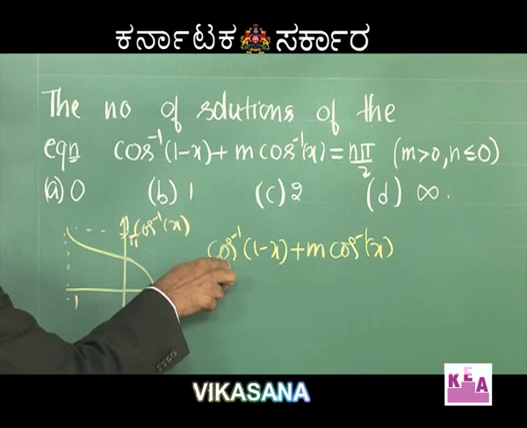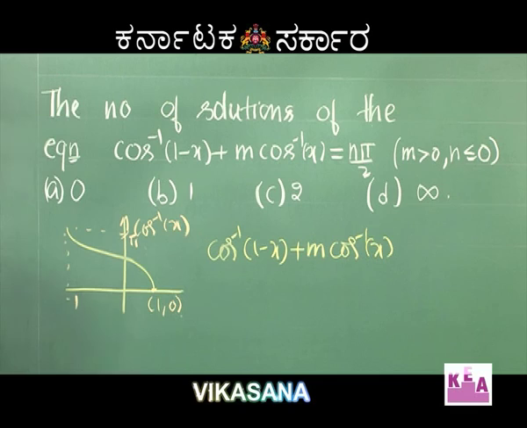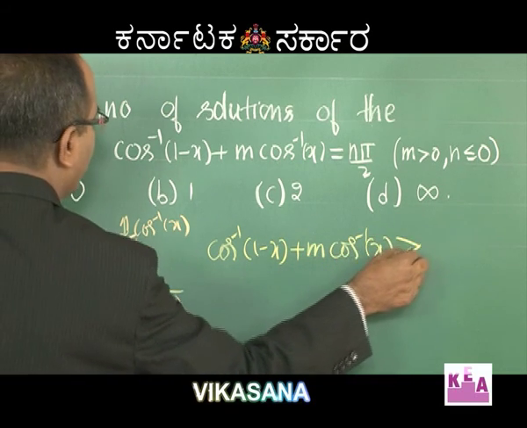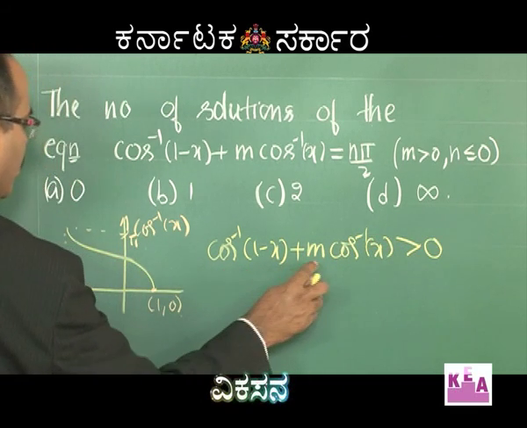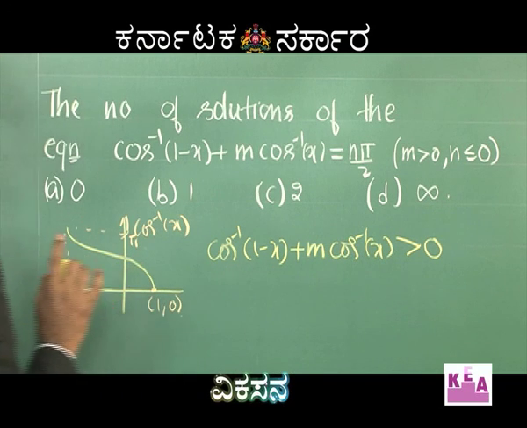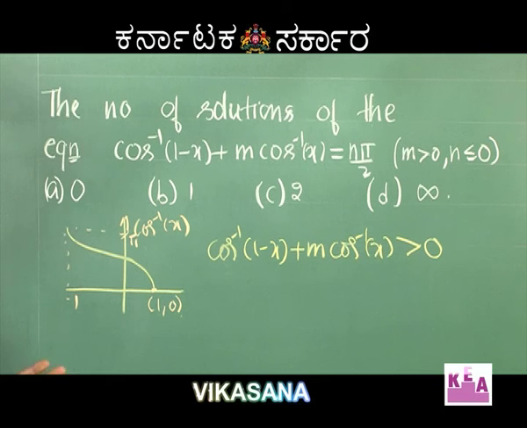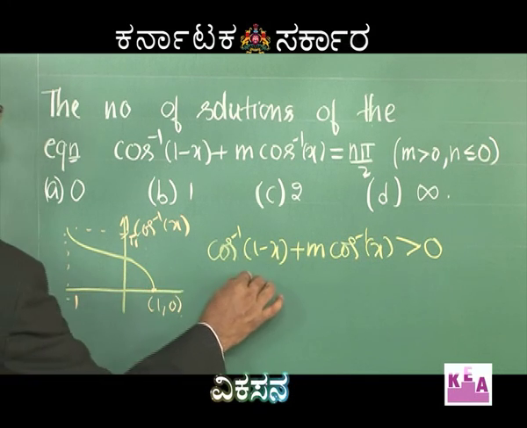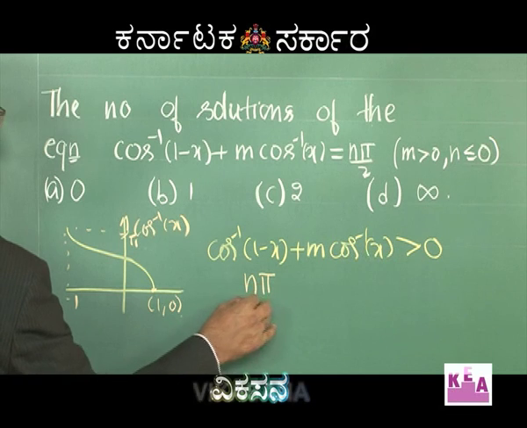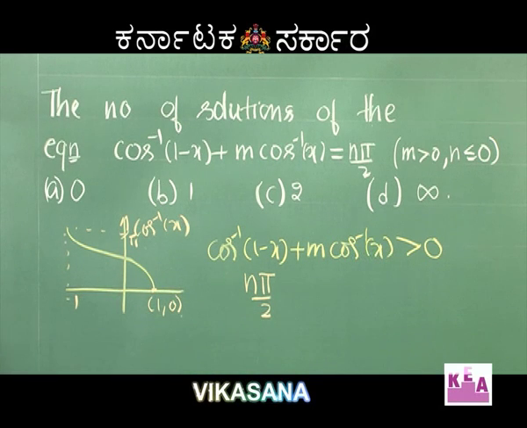Therefore, cos inverse of 1 minus x plus m cos inverse of x is clearly a positive quantity, because this is positive, m is positive, cos inverse of x is positive. The sum of two numbers which are positive is clearly positive. Look at the right hand side, dear students. What we have? We have n pi by 2. Do you agree with me?